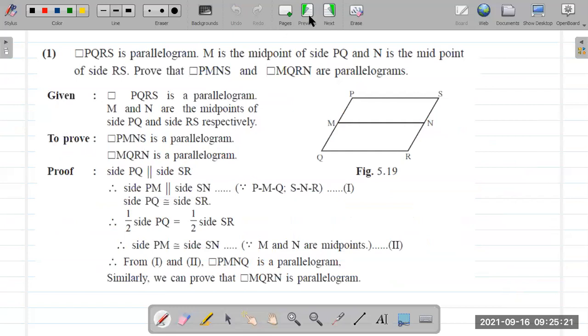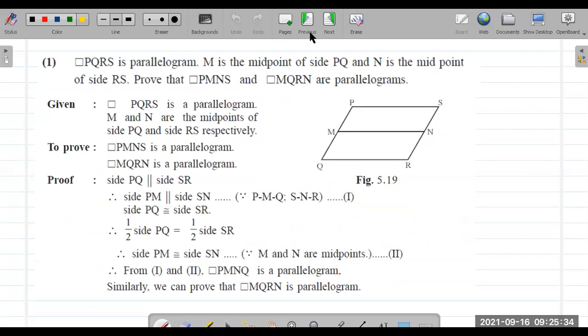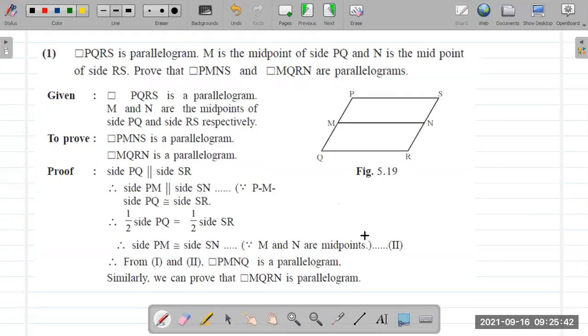Before we move to the actual questions from the practice set, let us look at a few questions, and then we can move to the exercise.